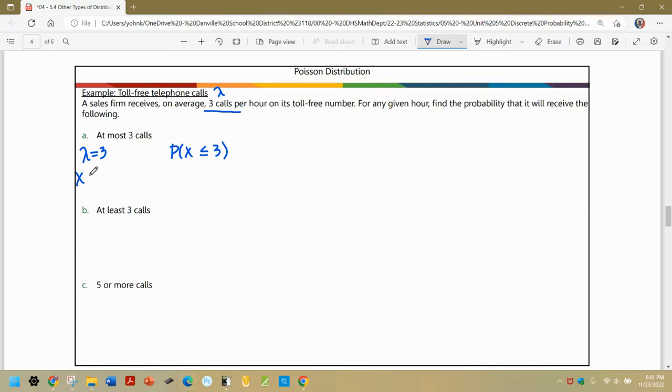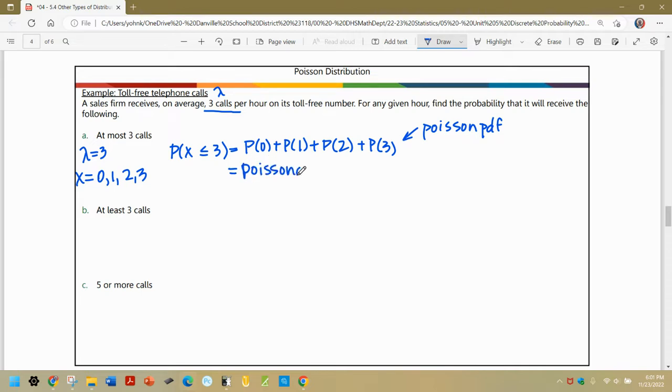So this means that my x values are going to be 0, 1, 2, and 3. Well, I can either add up those 4 probabilities using Poisson PDFs. But if I want to do the shorter way, I can just do the Poisson CDF and use lambda of 3 and my x value of 3.